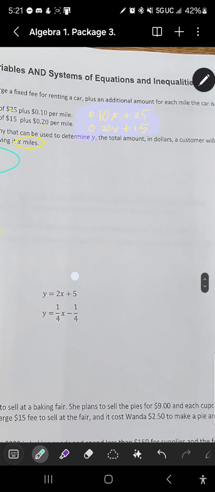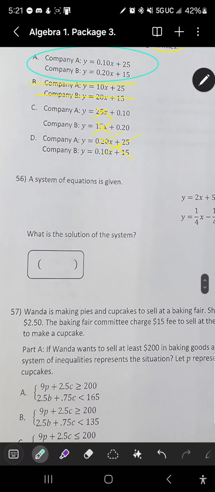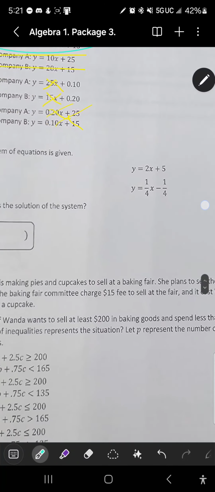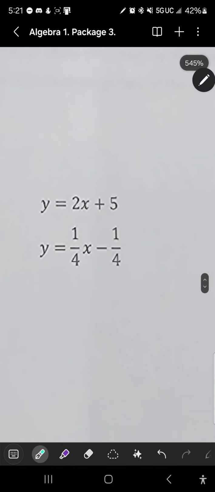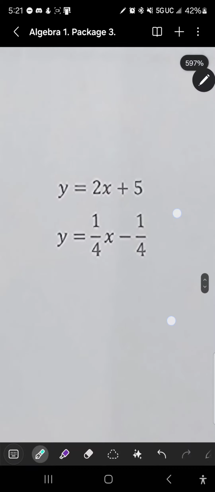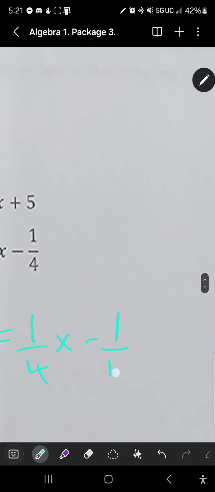Now that's 55. So 56, a system of equations is given. What is the solution of the system? I have already explained how to solve this kind of exercise before. So we have this variable that is equal. If this variable is equal, I could say 2x plus 5 is equal to 1 over 4x minus 1 over 4.